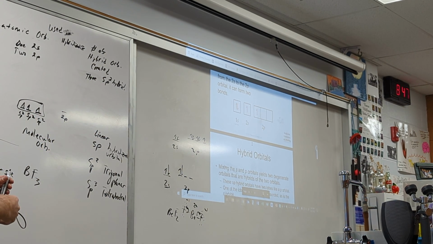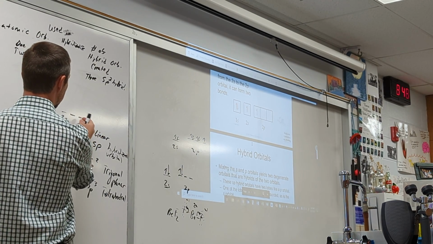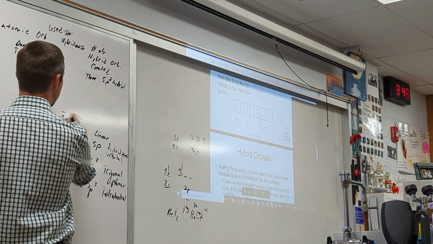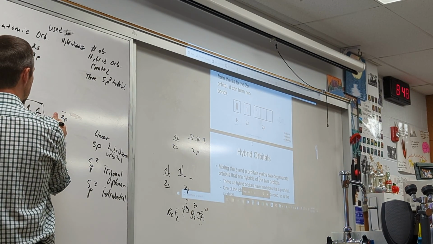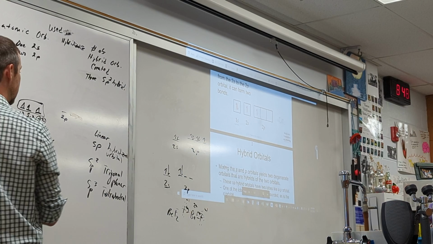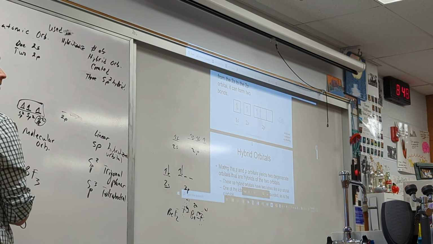Where does the 2 come from in sp2? Is it because it's in the second energy level? You took 2 of these p's right here, and you took them away and mixed them with the s. So that's 2 of the p atomic orbitals mixing with 1 of the s atomic orbitals.